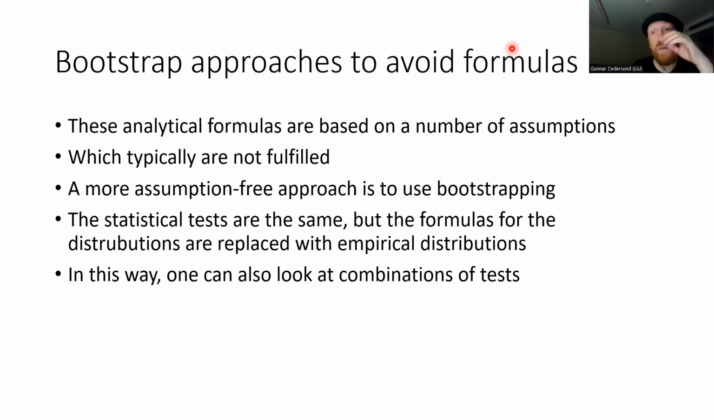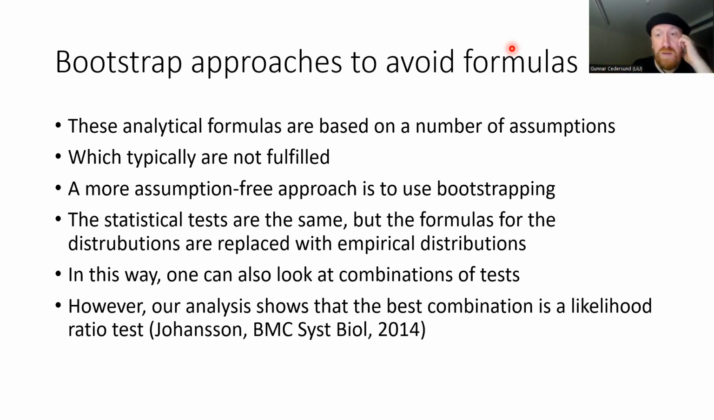And in this way, you can also look at combinations of tests. So you can combine a run test with a chi-square test, and so on. Our analysis shows actually that the best combination, if you have two models that you want to distinguish between, is actually to use the likelihood ratio test. But you should get the distribution from a bootstrapping approach.